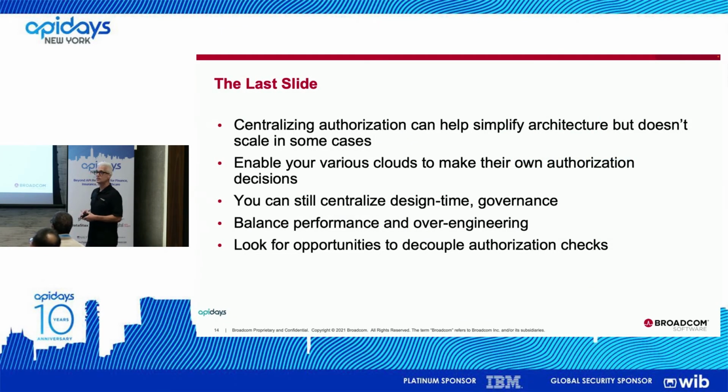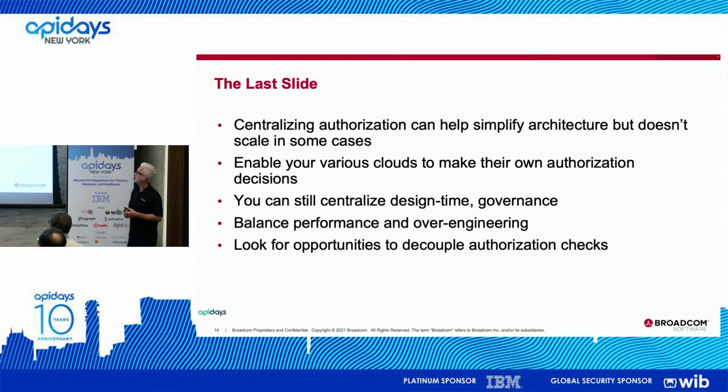So, in conclusion, I would like to say that centralizing authorization can help simplify architecture, but it doesn't scale in some cases. If it does scale, I encourage you to do it because I feel that for us practitioners, we have a responsibility to lower the complexity that we create for future generations that are going to inherit that, right? So if you keep things simple and efficient, they will last many generations, and whatever you do is going to become the next mainframe.